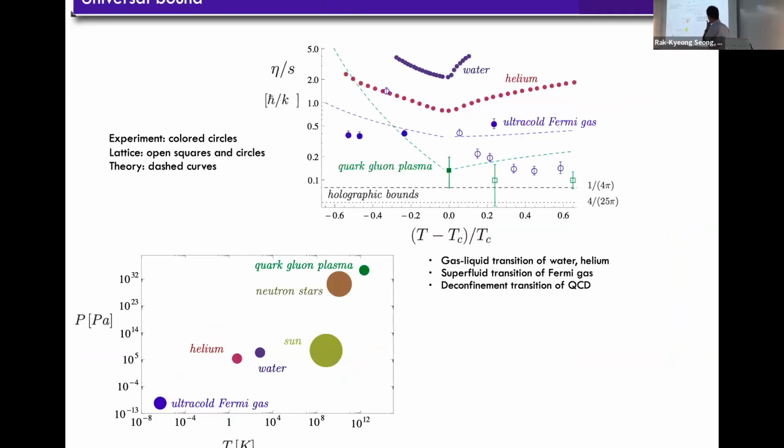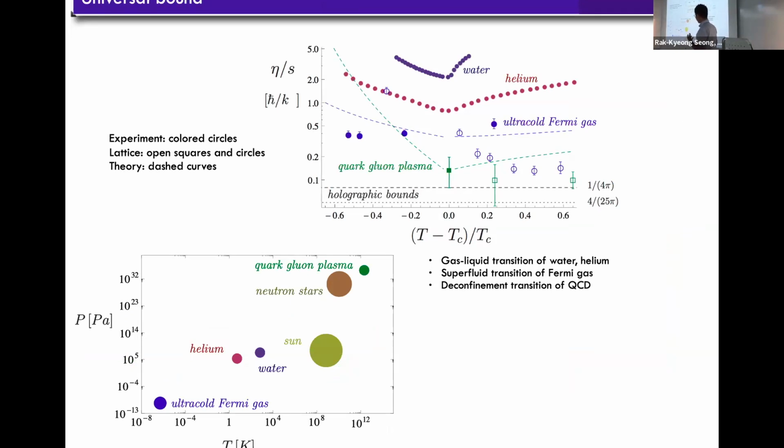So this is my favorite picture. So here, let's start from here. This is temperature. This is pressure. And the ultracold Fermi gas is here. Very low temperature and low pressure. And the quark-gluon plasma is here, at very high temperature and very high pressure.